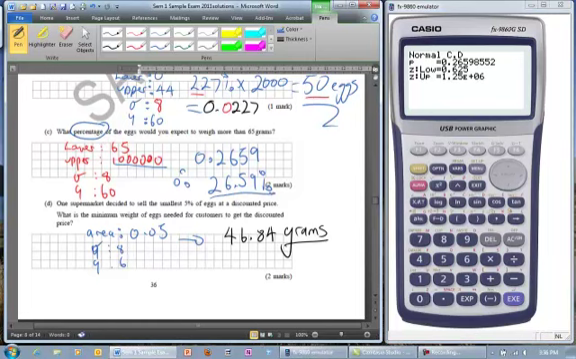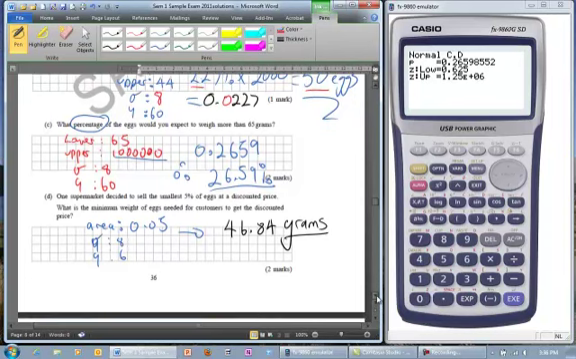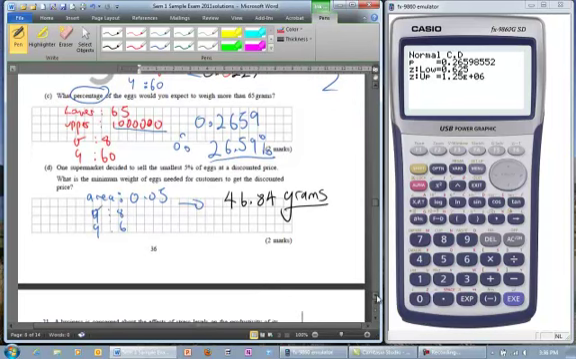The last part of the question is probably one of your more complex questions. Remember we said that there are routine and complex questions. One supermarket decided to sell the smallest 5% of eggs at a discounted price. What's the minimum weight of the eggs needed for customers to get the discounted price? I think that should be maximum weight, because otherwise it doesn't make any sense. But anyway, let me show you how it actually works out.